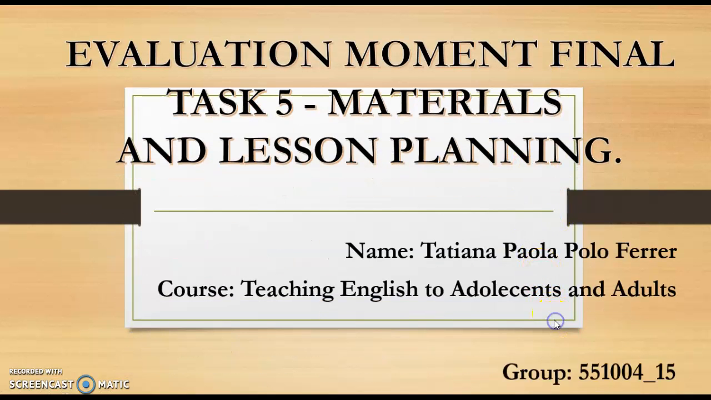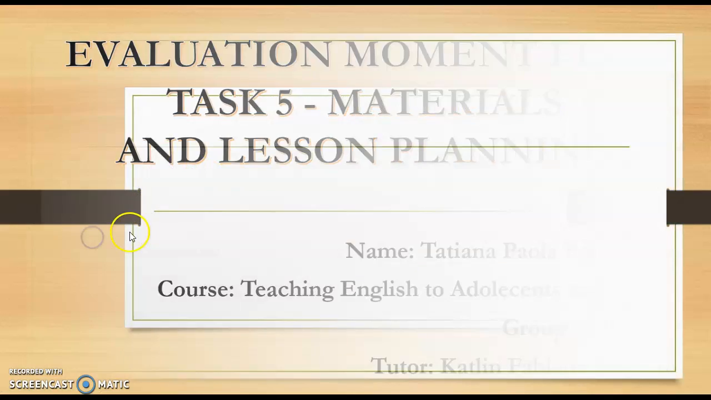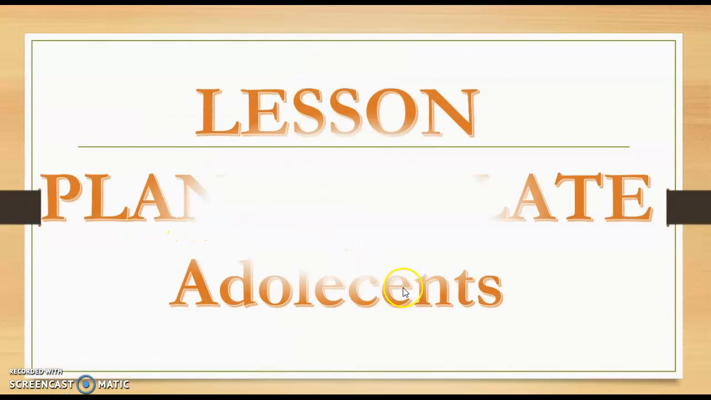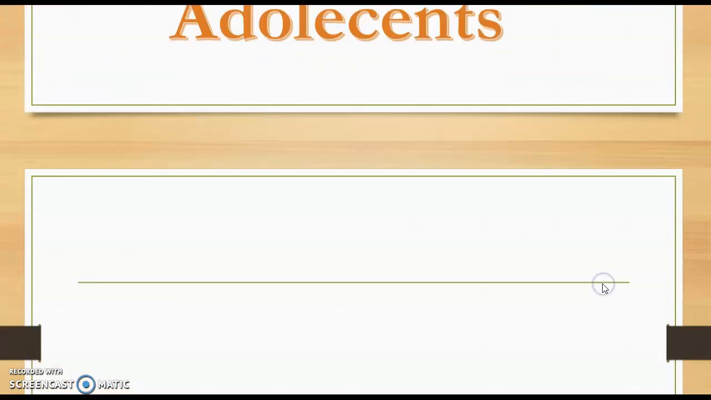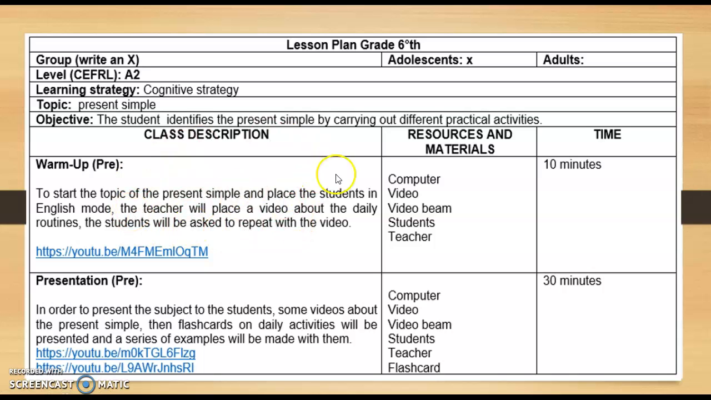Today I'm going to talk about lesson plan adolescent and adult. Lesson plan adolescent. The lesson plan is for grade 6, group adolescent, level A2. Learning strategy: cognitive strategy. Topic: present simple. Objective: the student identifies the present simple by carrying out different practical activities.